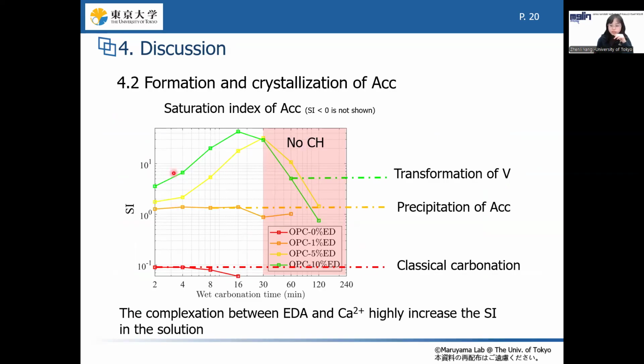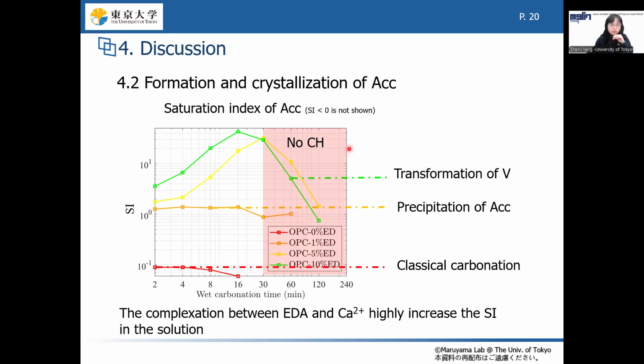This is the saturation index of ACC calculated in our case. The higher the saturation index, the higher the potential for ACC to be precipitated. In the case of no ethylenediamine, the saturation index is low. That's why we only get calcite from the classical carbonation. If we add EDA inside, 1%, the saturation index gets higher, so we get some precipitation of the amorphous phase. And if we add more EDA inside, the more ACC phase we will get, from 30 minutes and later.